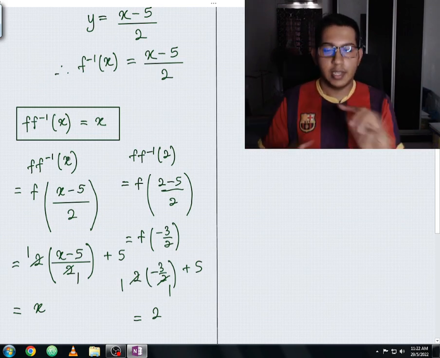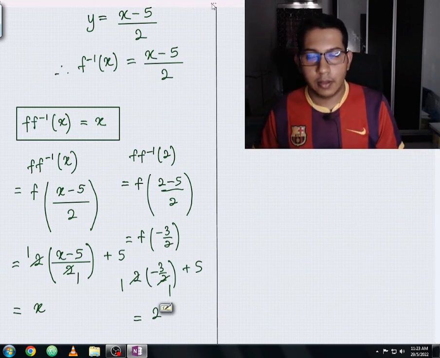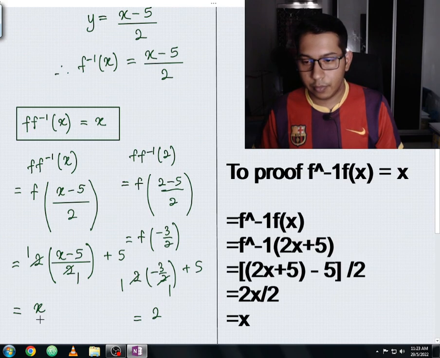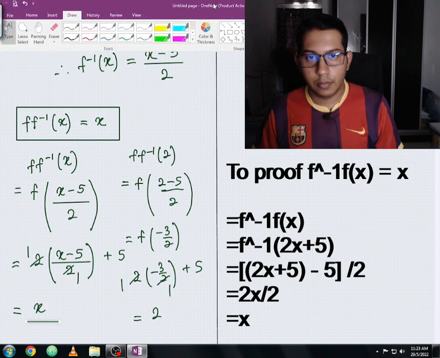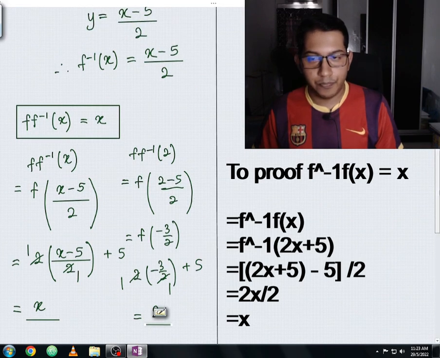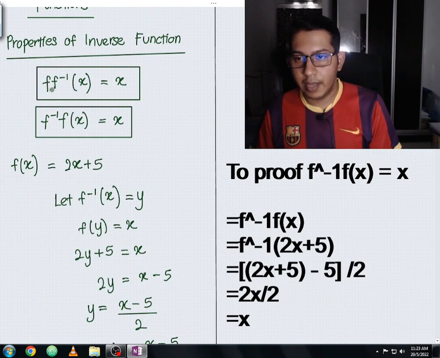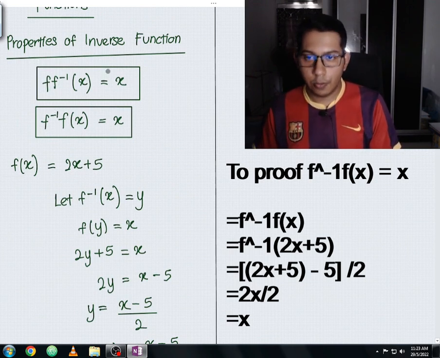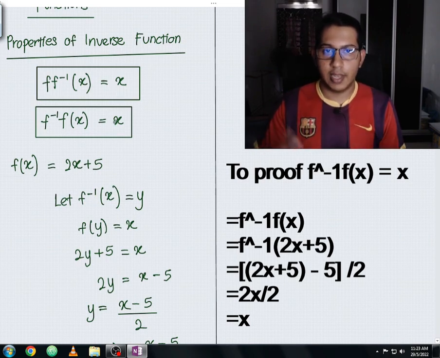So the arrangement doesn't matter, guys. Either way, the function comes first followed by inverse, or the inverse comes first followed by the function, you will get back the x again, which is the object in this case.